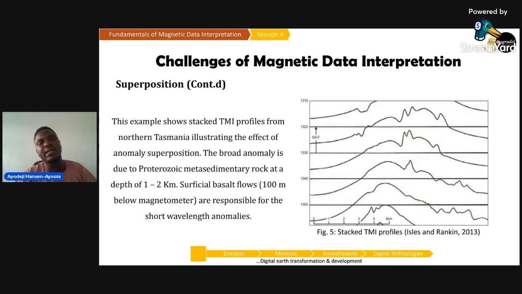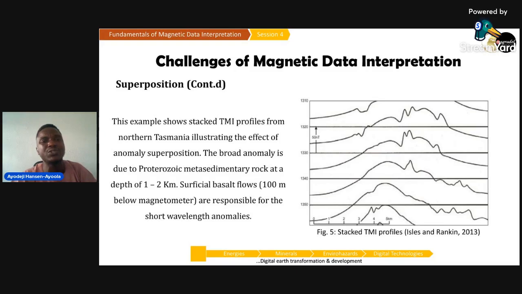Further, drilling information can support the existence and location of distinct bodies. In the example that is presented here, from somewhere in northern Tasmania, we can see stacked total magnetic intensity profiles. If you look at the profiles towards the top, you will see that we have broad anomalies around the top area.